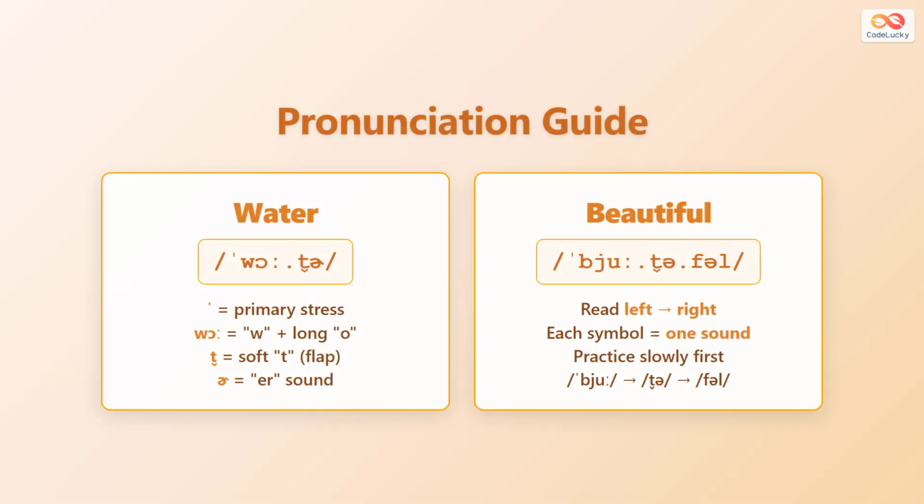Reading pronunciation guides is a valuable skill. Each symbol in the phonetic spelling represents a specific sound. The mark that looks like a line before a syllable shows which part of the word gets the stress or emphasis. For the word water, you stress the first part. For the word beautiful, you stress the first part as well. Start by reading the pronunciation slowly, breaking it into syllables. Practice saying each part separately, then blend them together. With practice, you'll become faster at reading these guides and pronouncing new words correctly.